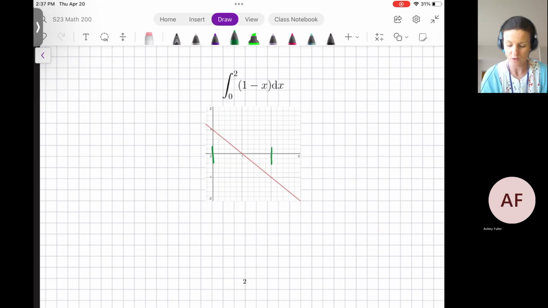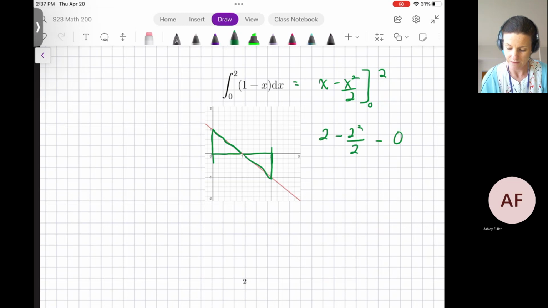In contrast, though, if we consider this function that falls below the x-axis, and again, we're trying to calculate the area between 0 and 2, it's fairly easy to see that these are actually equal. When we calculate this antiderivative, we get x minus x squared over 2. And if we calculate that from 0 to 2, we get 2 minus 2 squared over 2 minus 0, which gives us 2 minus 4 over 2, which is 2 minus 2, or an area of 0.